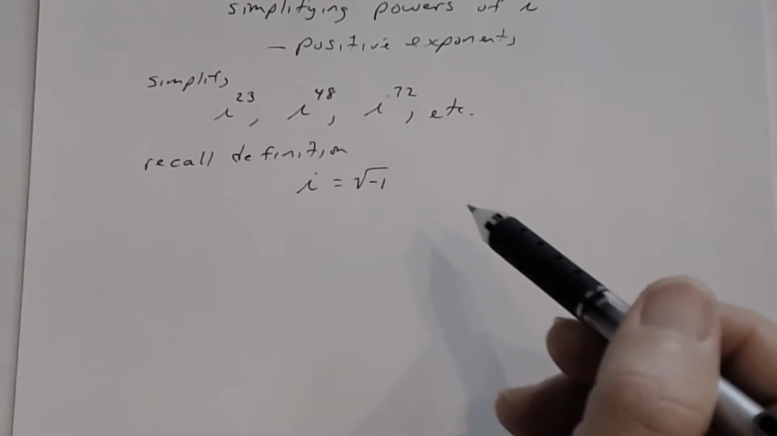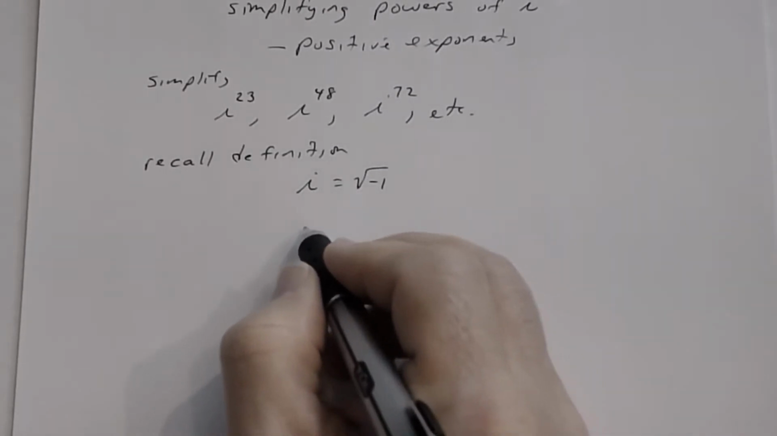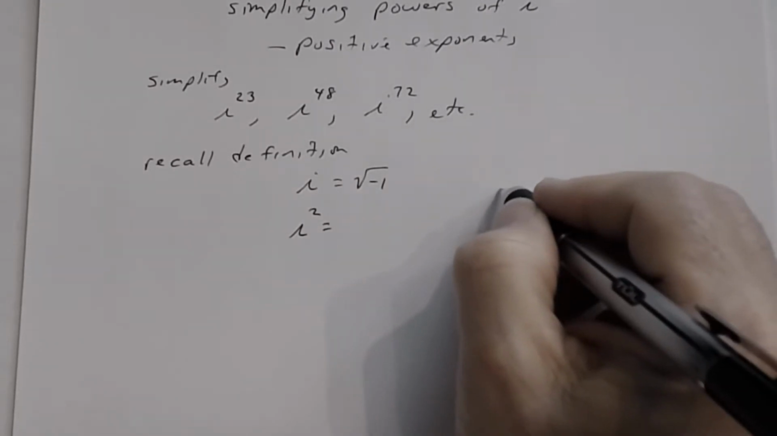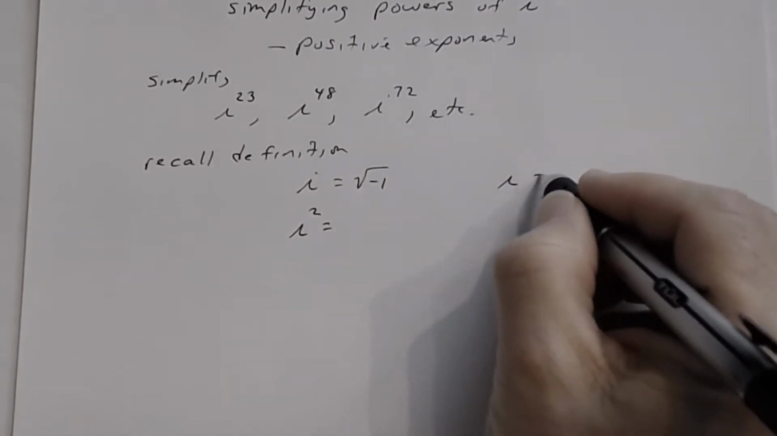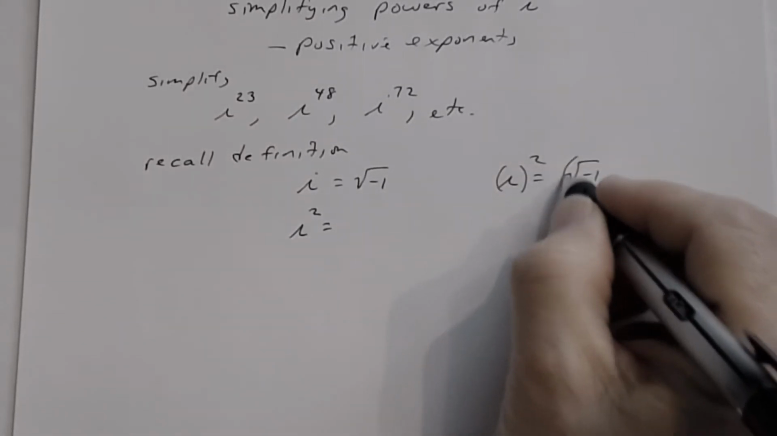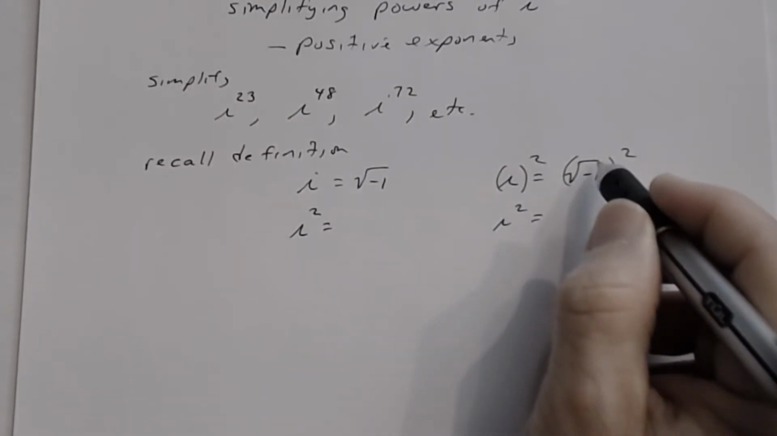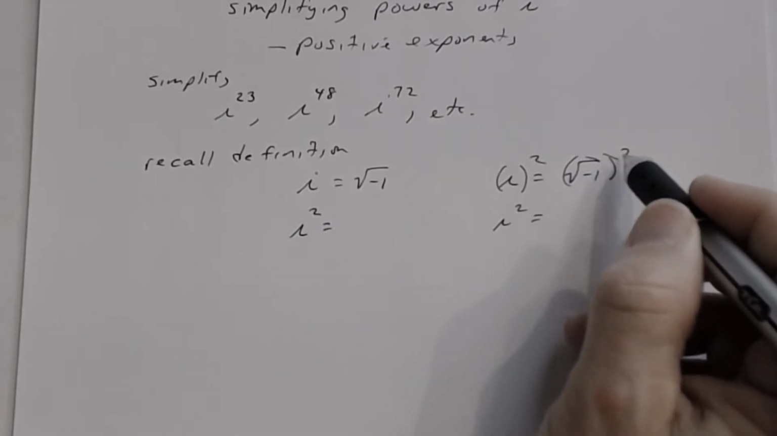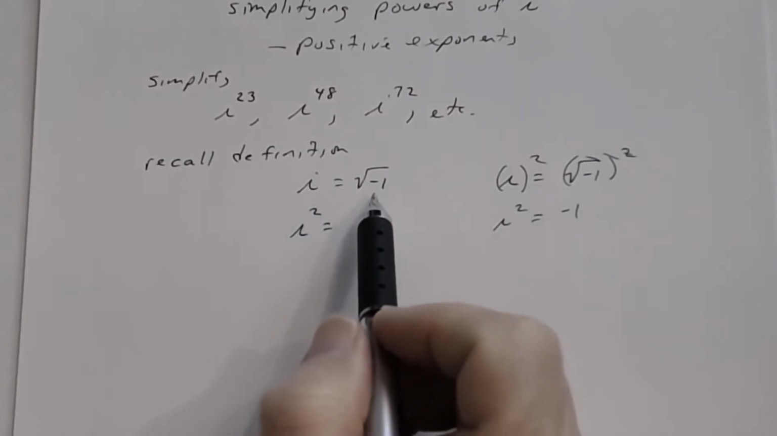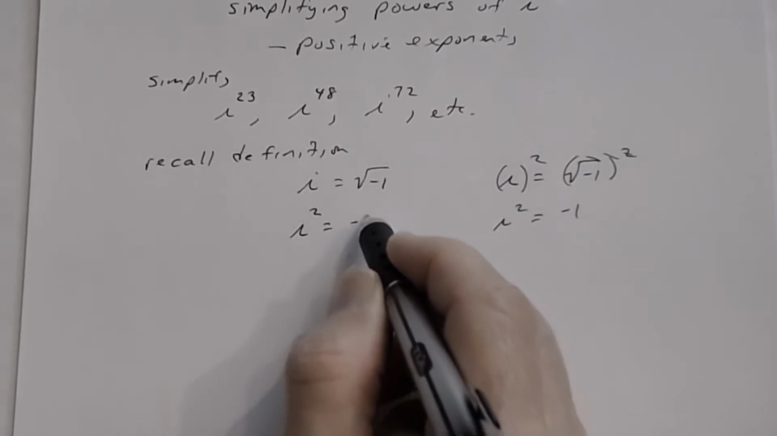You also learned in a previous lesson this idea. If i is equal to the square root of negative 1, do you remember what i squared is equal to? Let's think about this. If i equals the square root of negative 1 and I square both sides, the square and the square root undo each other, so you get negative 1. So by definition, i squared will equal negative 1.